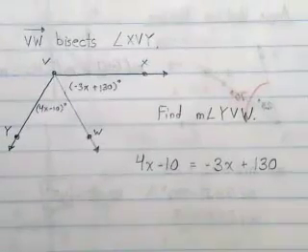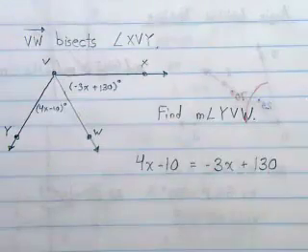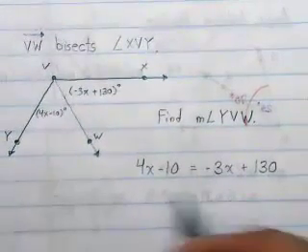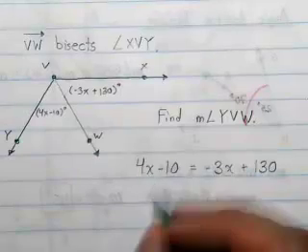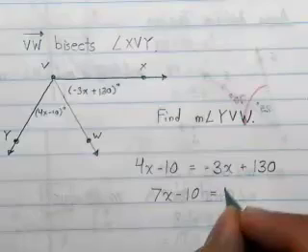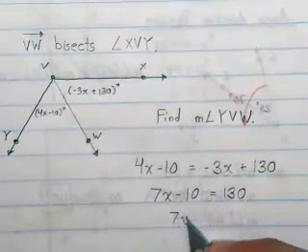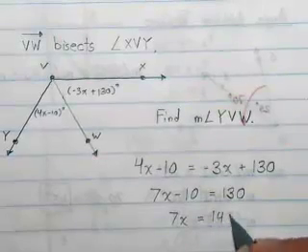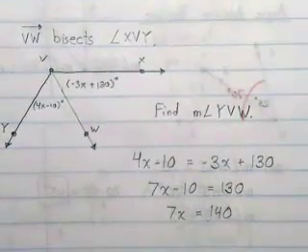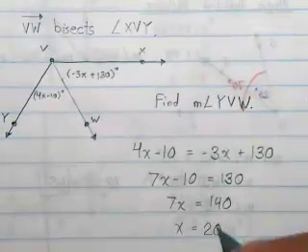And now we got to take off our geometry hat, put on the algebra hat, do the algebra. Okay, so I'll quickly do that. Going to add 3x to the other side. Okay, start with that. So we got 7x minus 10 equals 130. And then add 10 to the other side, so 7x equals 140. Divide each side by 7. X equals 20.